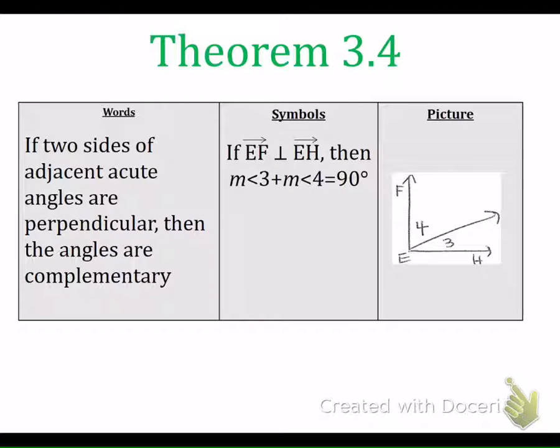So if two sides of adjacent acute angles are perpendicular, then the angles are complementary. Basically, if you have two angles, they're acute, so they're both less than 90, and their sides are perpendicular. So if I tell you that EF and EH are perpendicular to one another, and you can see two smaller angles inside of there, they're going to be complementary. They're going to add to 90, okay?